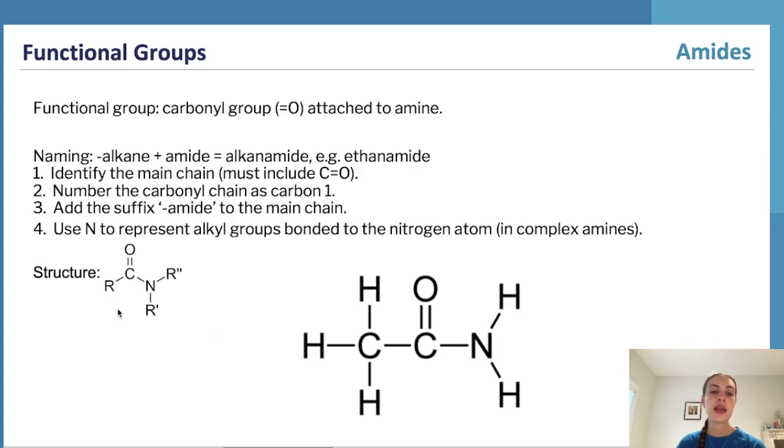And so the general structure of these can be shown in this small diagram over here, where we've got an R group, which has the carbon with the double bonded oxygen, so the carbonyl group. And so that's our main chain, it's bonded to the nitrogen. And then we can see here we've got R prime and R double prime. So the R prime and R double prime could either be hydrogen atoms to make that more close to the original ammonia molecule, or they could be alkyl groups, so being methyl groups, ethyl groups, propyl groups, etc. And it could be one or both of those that's replaced from the original ammonia molecule.